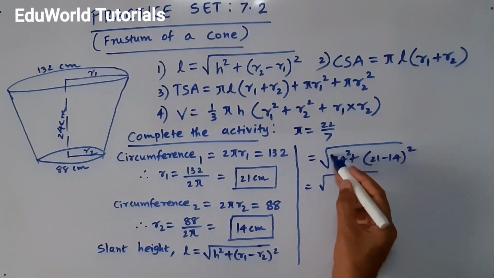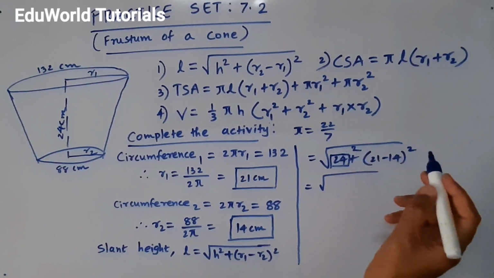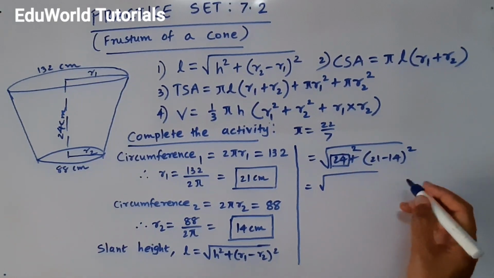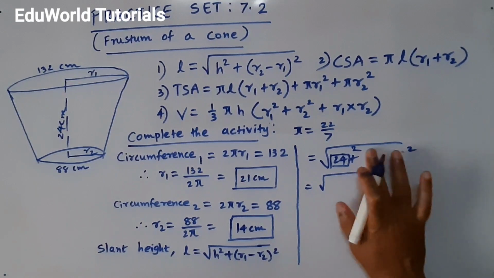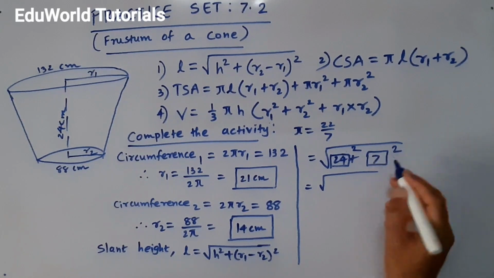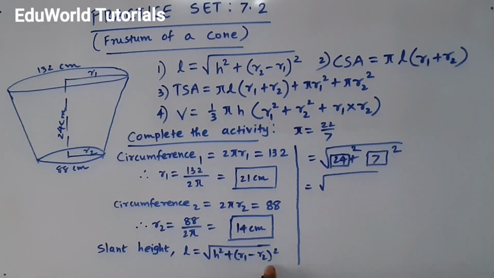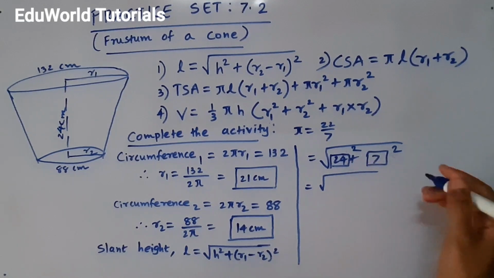Actually here they have given the box, so we should keep on putting the boxes at right places. So 24 squared plus 7 squared, r1 minus r2 the whole square. So I will directly write here. They have given a box here, so it is box square means 7 square because 21 minus 14 is 7. And finally 24 square is 576.